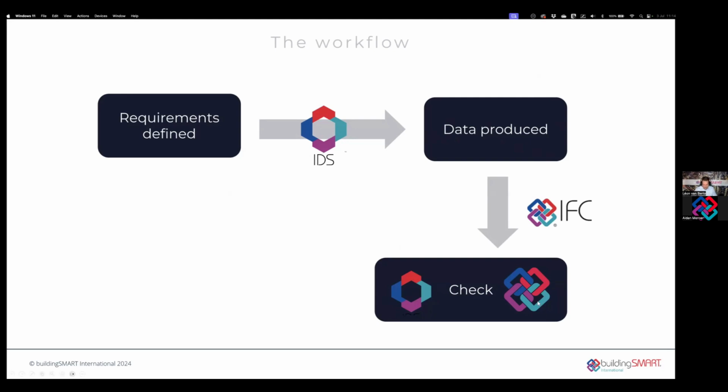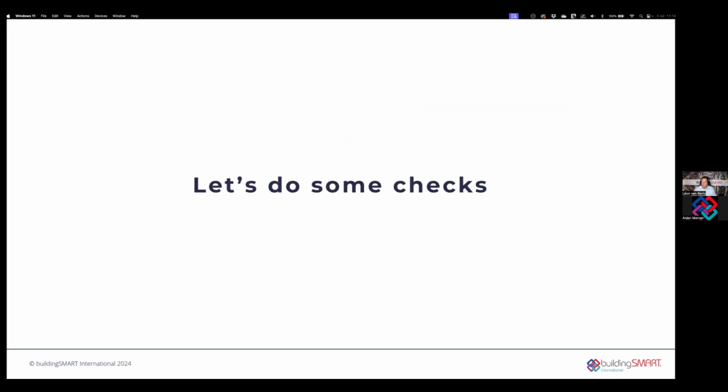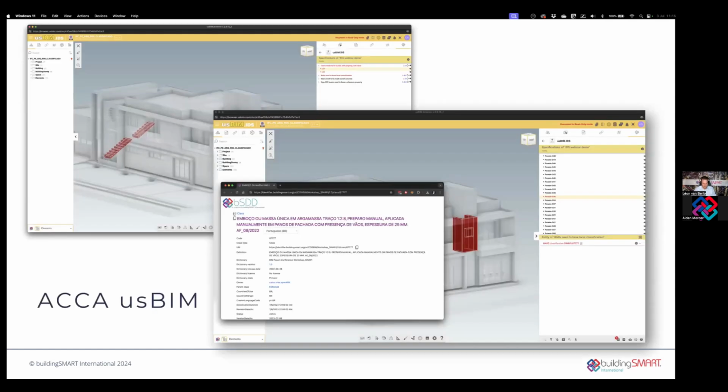So I have 2 files. I have a .ifc file, which is this IFC file format, and I have a .ids file. Now let's do some checks. Let's validate these things. Let's check them, however you want to call it. Let's bring them together. Also for this, I could have used Akka OSBIM, which has a nice functionality that checks the IDS against the IFC.